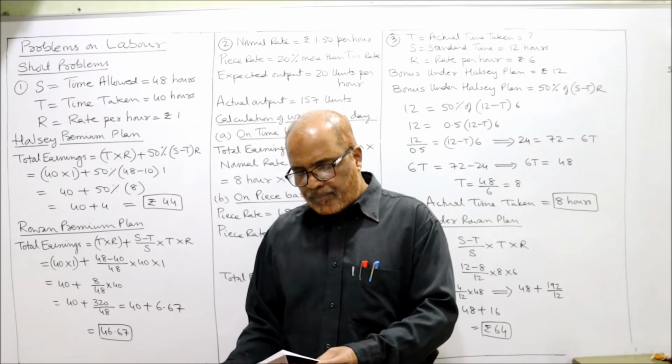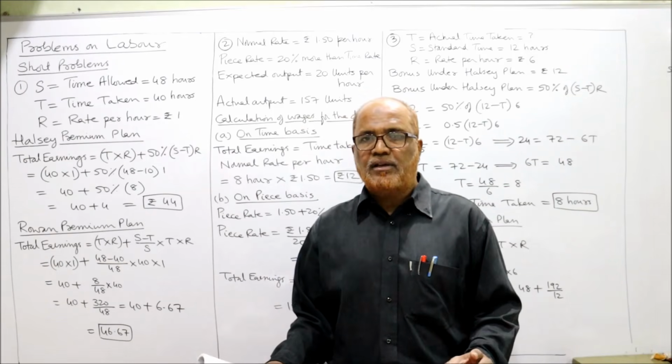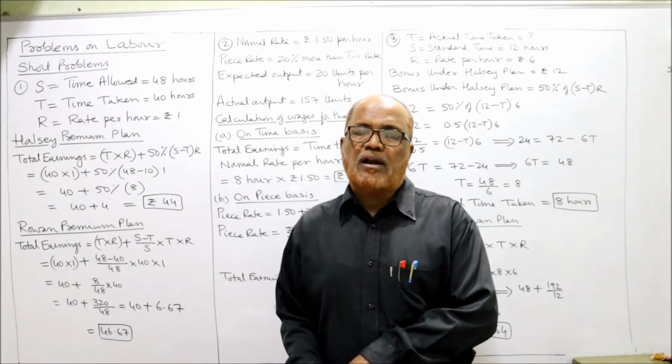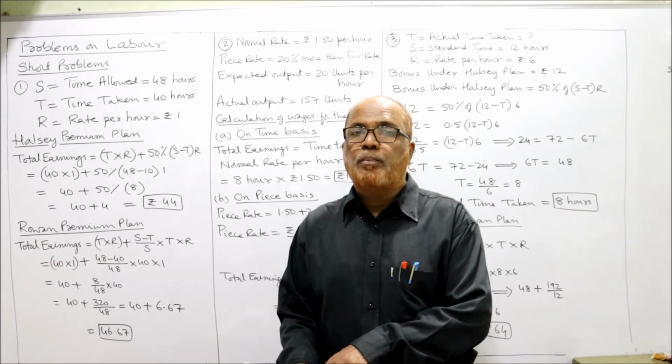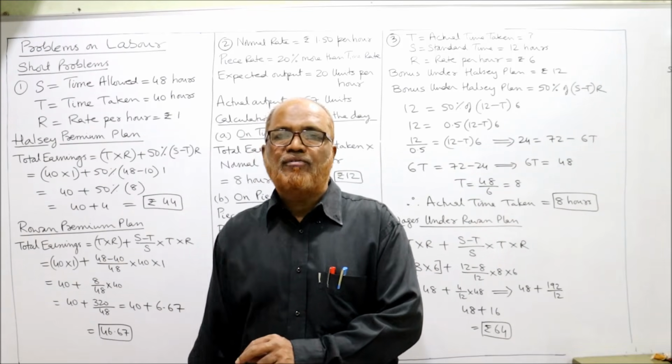See the second problem. Mr. X works in a factory where the following apply. See carefully. Normal rate per hour: the rate per hour is given as 1 rupee 50 paisa. Normal piece rate is 20% above the time rate.